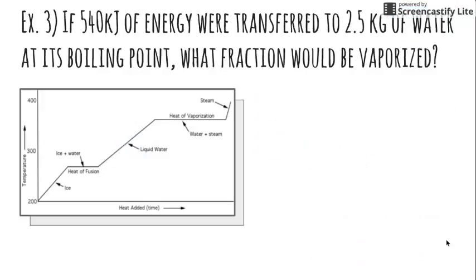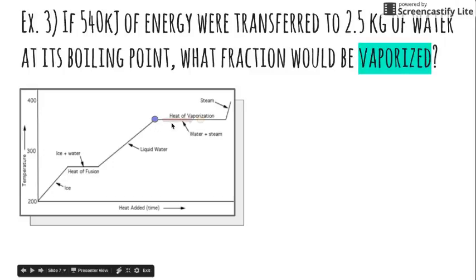And finally, example 3. If you have 540 kilojoules of energy, and that's transferred to 2.5 kilograms of water at its boiling point, what fraction would vaporize into the air? So what we're asking here is how much, or what mass amount is going to turn into a gas. That's what vaporize means. And so if we're vaporizing and we're starting at the boiling point, which is about 100 degrees Celsius, and it's going to vaporize, we're going to stay on this plateau. We're going to see a phase change this time.